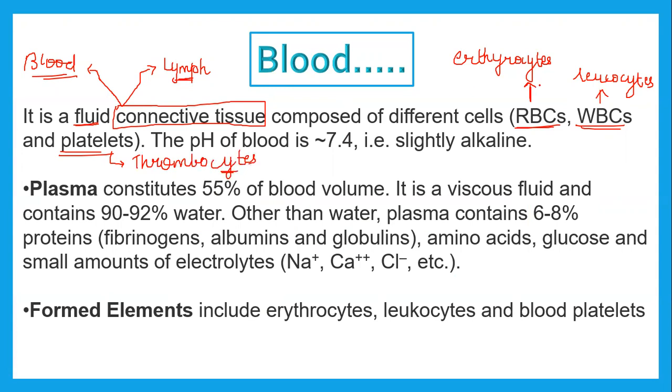We already studied the words that are ending with cytes: fibrocytes, osteocytes, chondrocytes. All those things indicate what? The cells. Erythrocytes, leukocytes, thrombocytes. So all the different words ending with the term cytes indicate they are cells. Clear? So first of all, blood is a fluid connective tissue. Inside our body, we have two different kinds of fluid connective tissue or specialized connective tissue, that is blood as well as lymph. So the blood contains different types of components or different cells, that is RBC, WBC, and platelets.